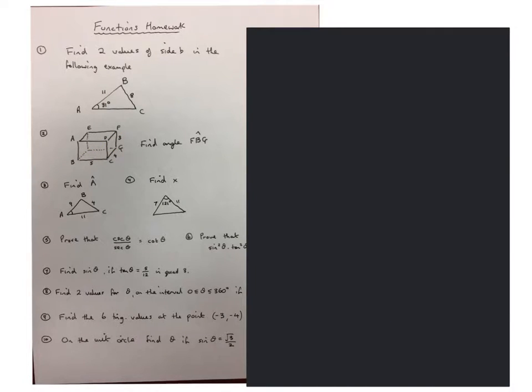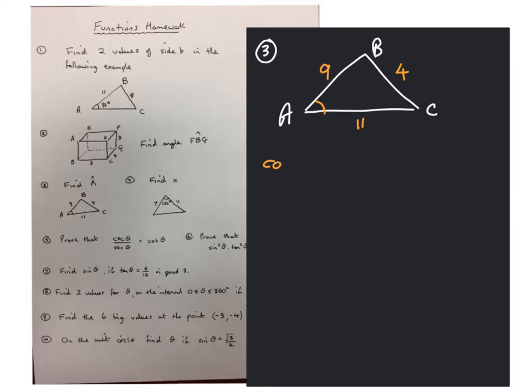So question 3, find angle A, in triangle ABC. And we know we've got sides 9, 4 and 11. So angle A is here. So we know that cos A, got to use the cosine rule, equals adjacent squared, 11 squared, plus the other adjacent squared, 9 squared, minus 4 squared, all over 2 times adjacent, adjacent.